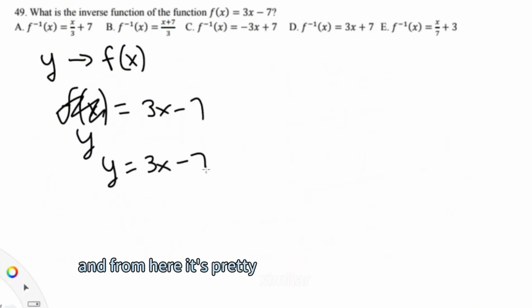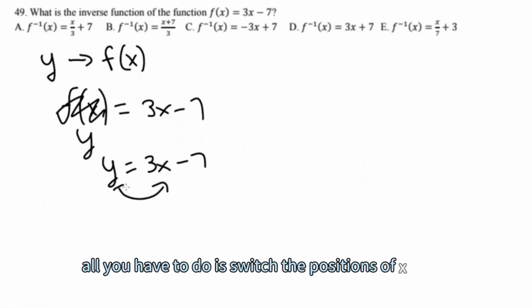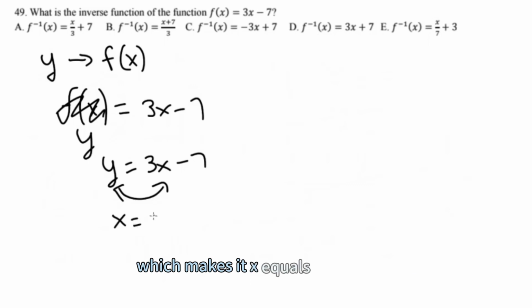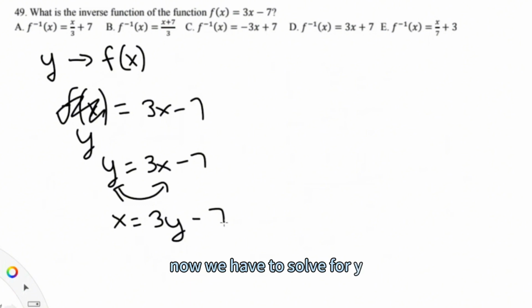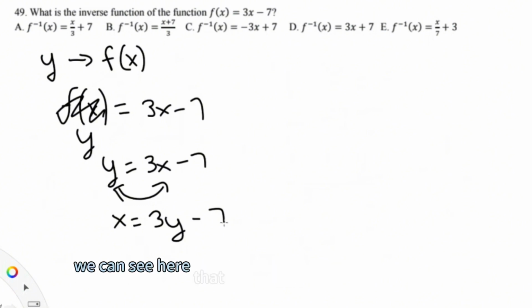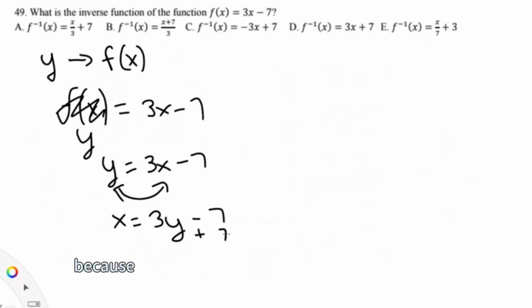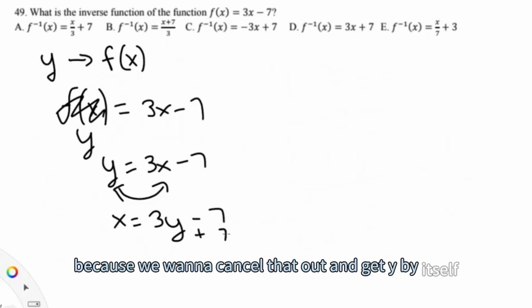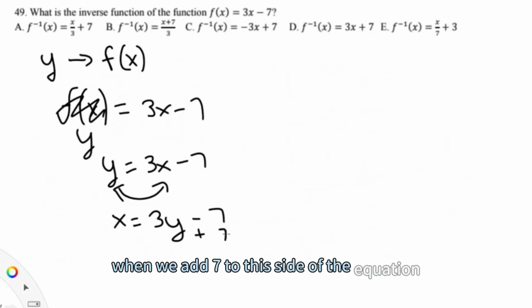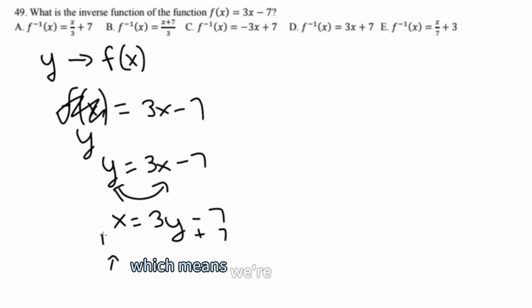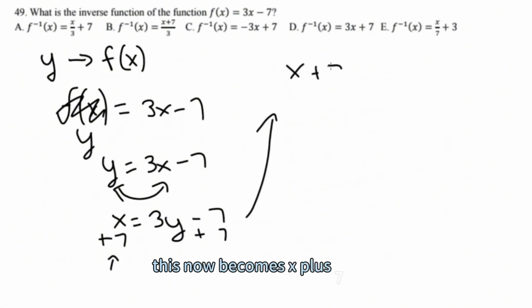And from here, it's pretty similar to the last problem. All you have to do is switch the positions of x and y, which makes this x equals 3y minus 7. Now we have to solve for y. We can get rid of this negative 7 by adding 7, because we want to cancel that out and get y by itself. When we add 7 to this side of the equation, we also have to add 7 to the other side. So this now becomes x plus 7 equals 3y.